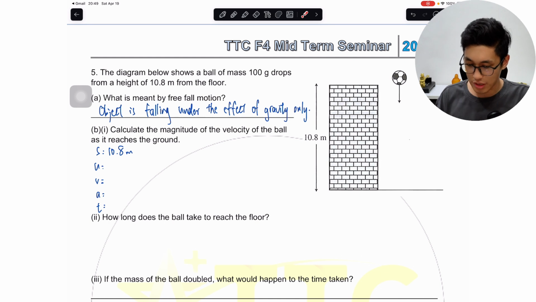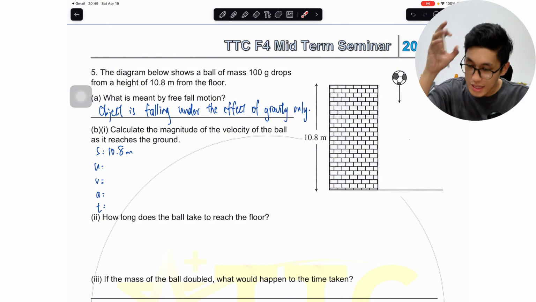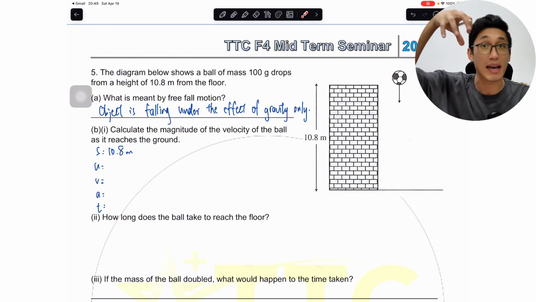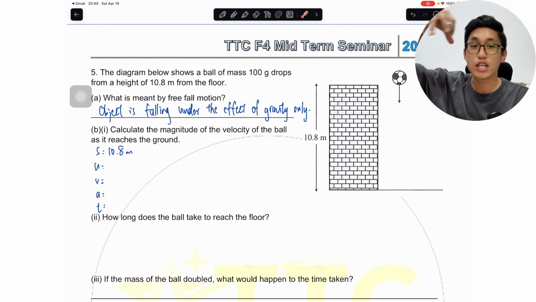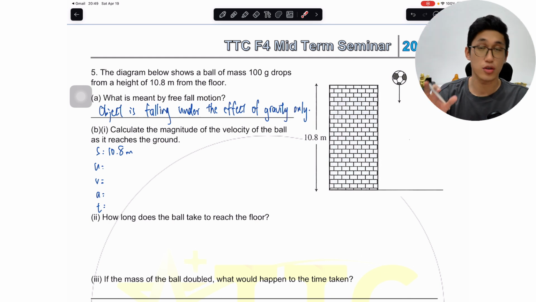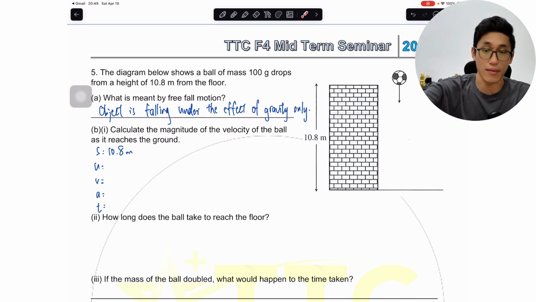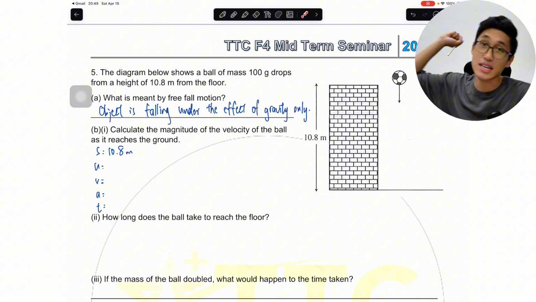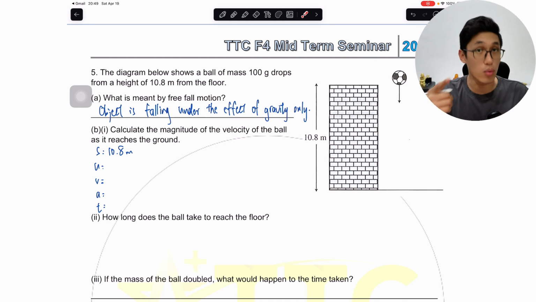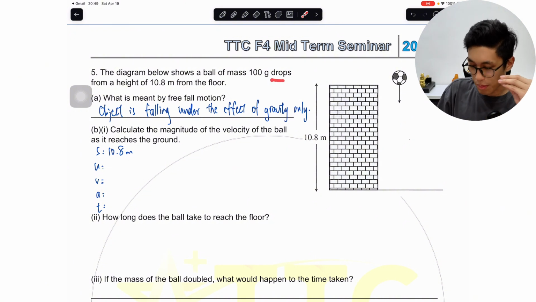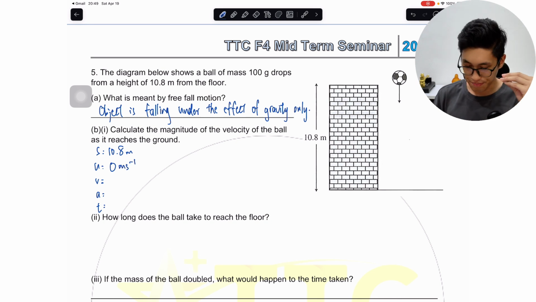So the initial velocity. Now, when something is dropped, initially, that thing is being held, so initially, that thing is not moving. So initial velocity is 0. But if the thing is being thrown, as in I throw it down, that means at the start, I have already given it a speed. So that one would have initial velocity. It won't be 0. So in this case, it is dropped. So we know the initial velocity is 0 meters per second.